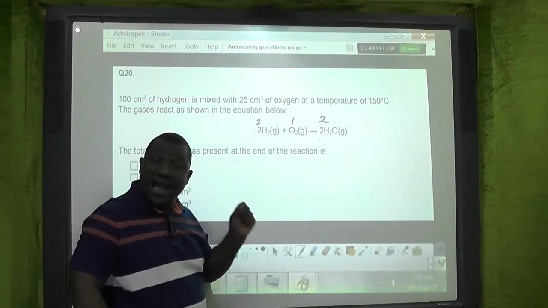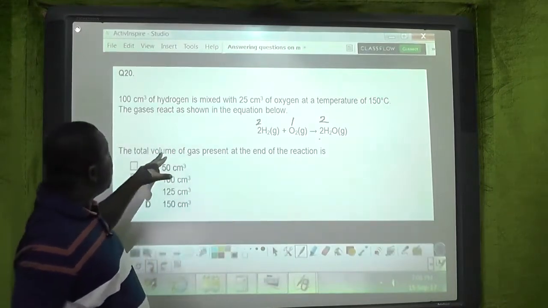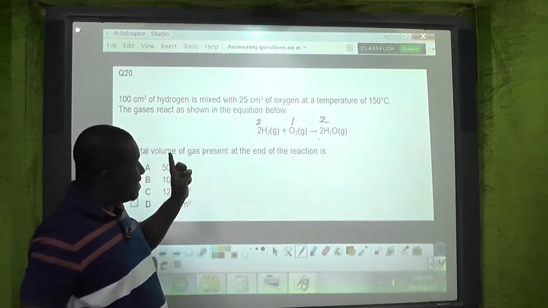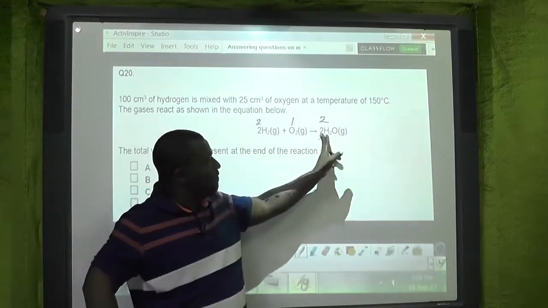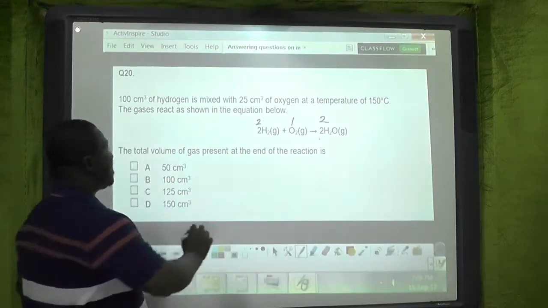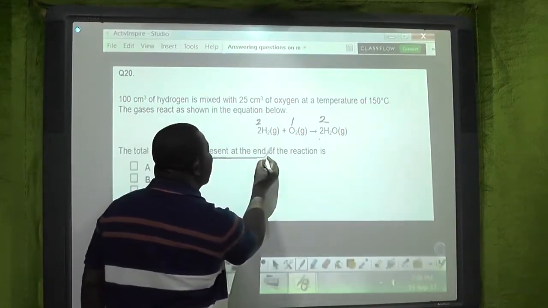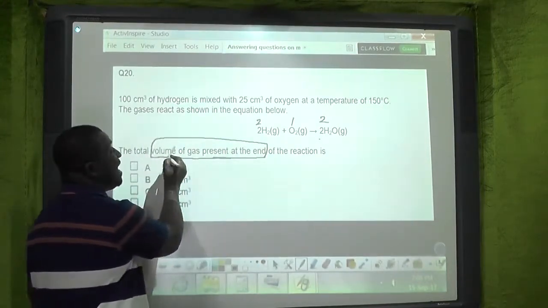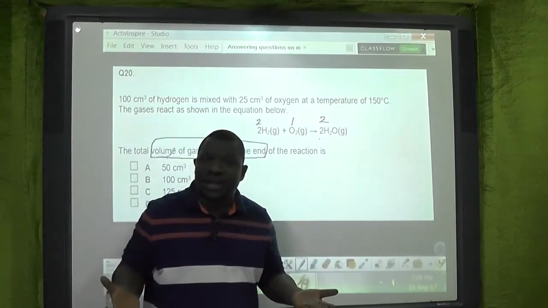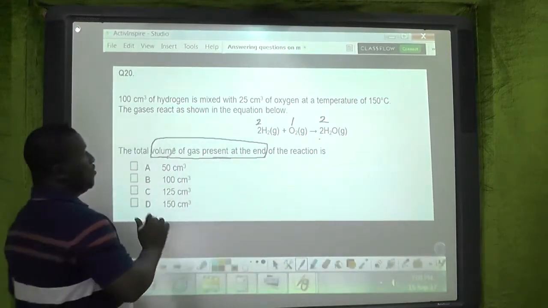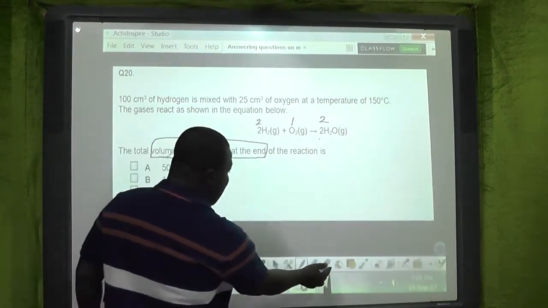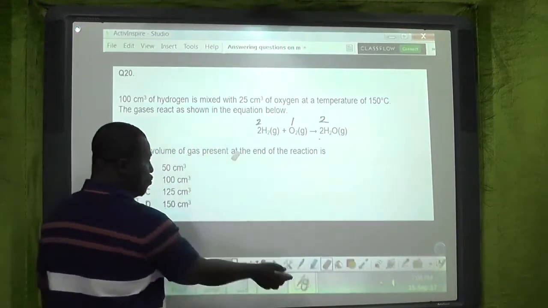Again, when you are asked for the volume produced at the end, only this is involved. But in this question, they are not asking for the volume produced. They are asking for the volume of gas present at the end. Volume present at the end means the volume that did not react plus the volume that is produced. So now, let us look at the volume that did not react and the volume that is produced.